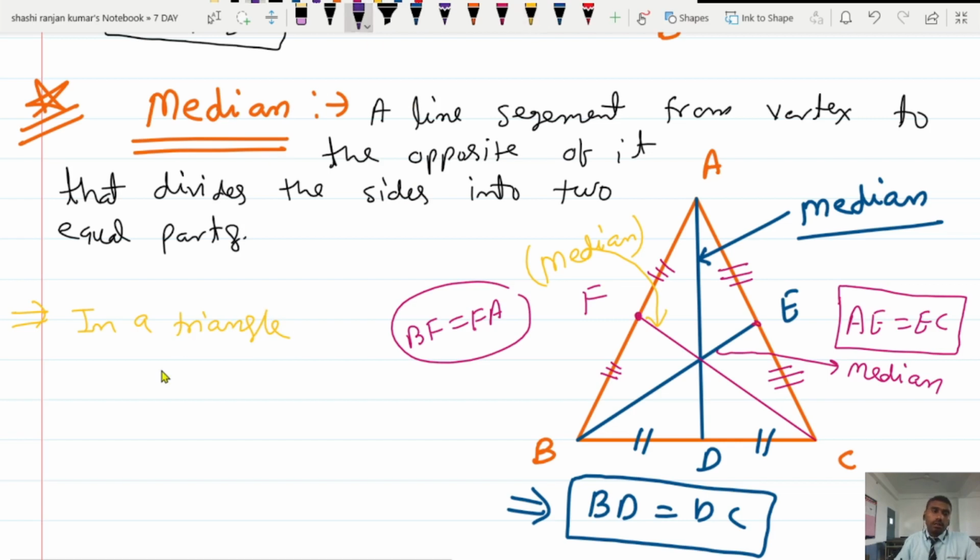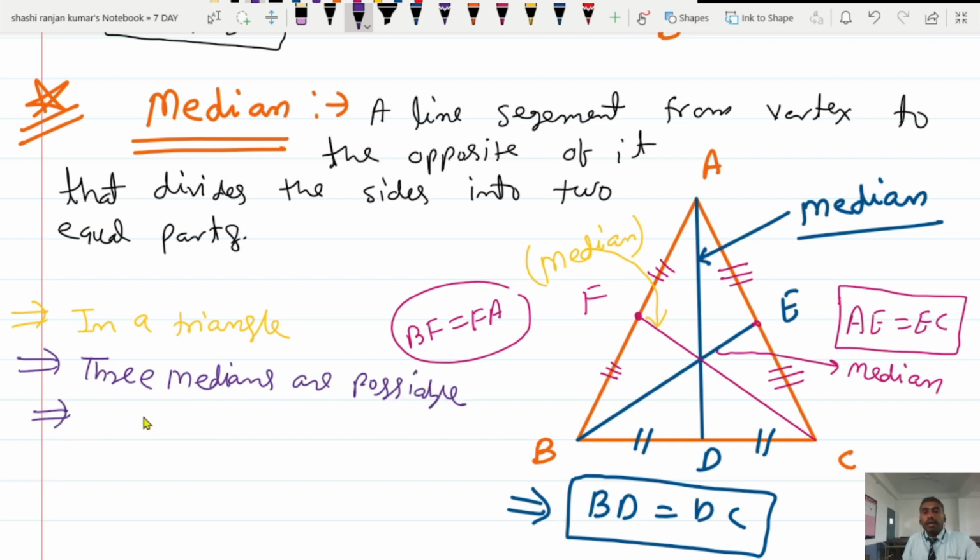The total 3 medians are possible. In a triangle, 3 medians are possible. Here you can see, we have taken one median, AD. BE is the other median, CF is the other median. So these are the 3 medians of a triangle.